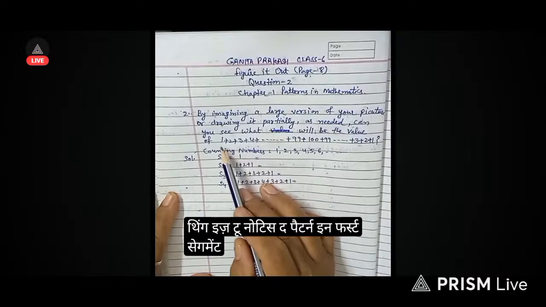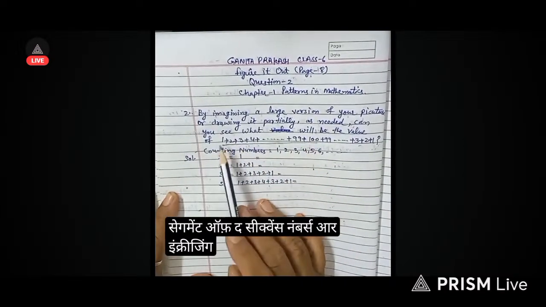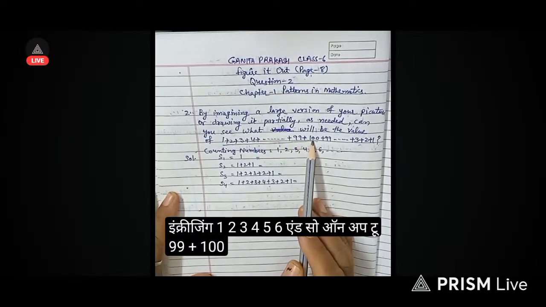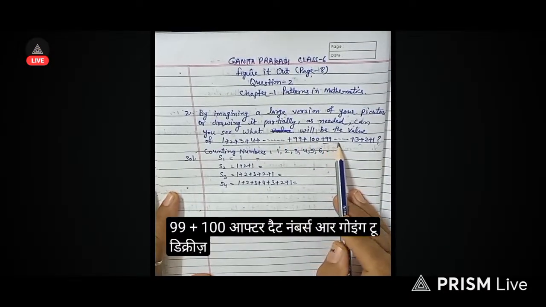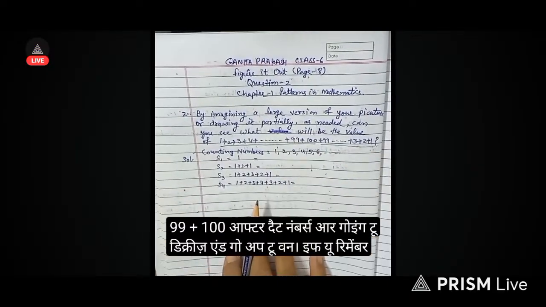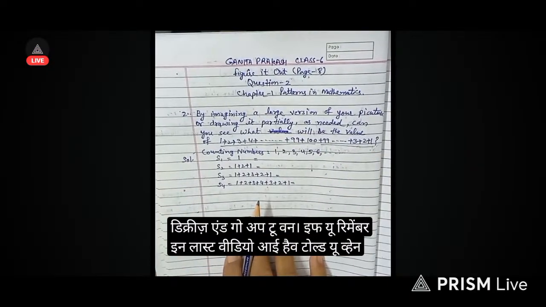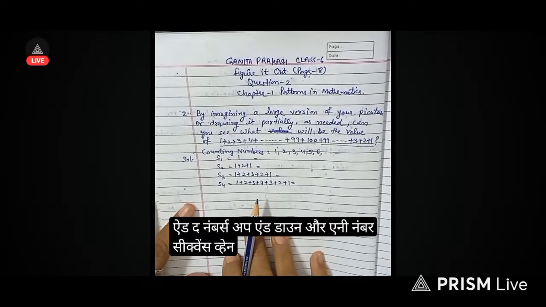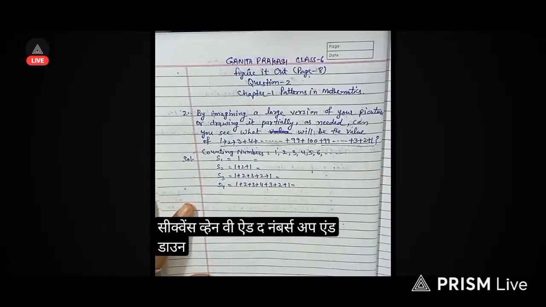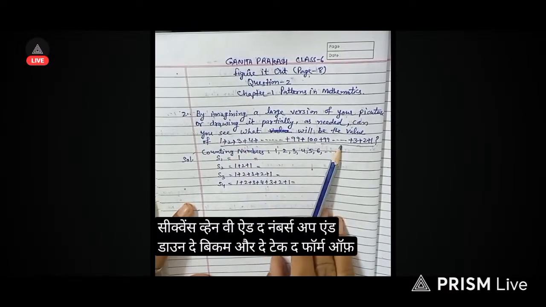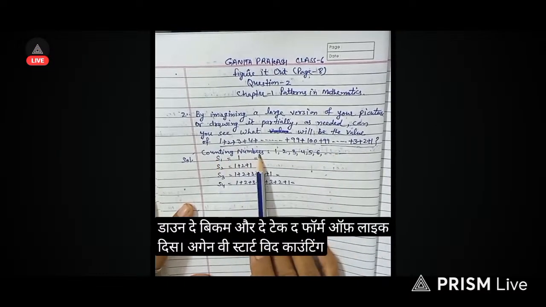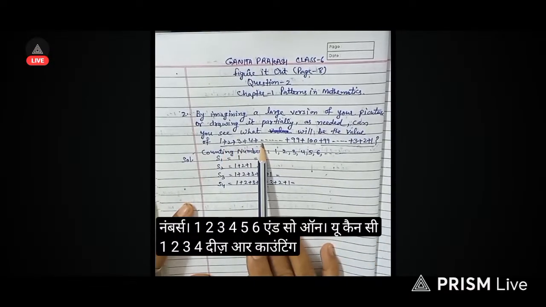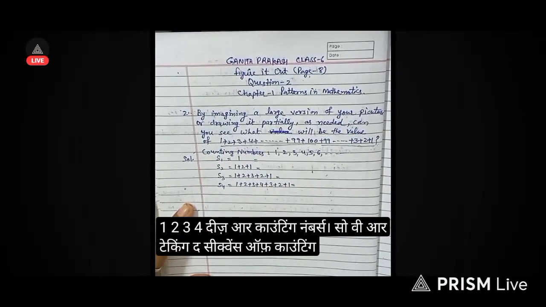In the first segment of the sequence, numbers are increasing 1, 2, 3, 4, 5, 6 and so on up to 99 plus 100. After that, numbers are going to decrease and go up to 1. If you remember, in the last video I told you, when we add the numbers up and down in any number sequence, they take the form of like this. Again, we start with counting numbers 1, 2, 3, 4, 5, 6 and so on. These are counting numbers. So we are taking the sequence of counting numbers.